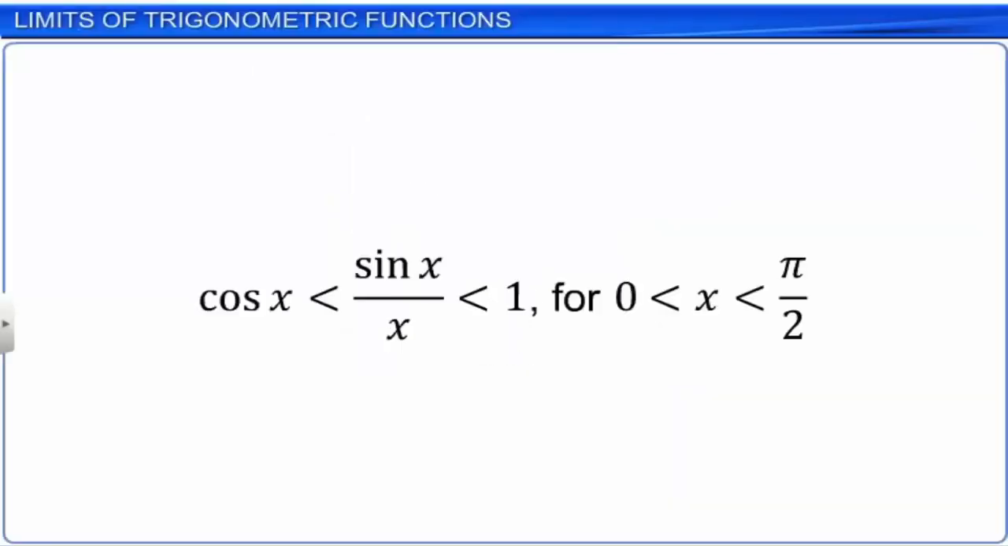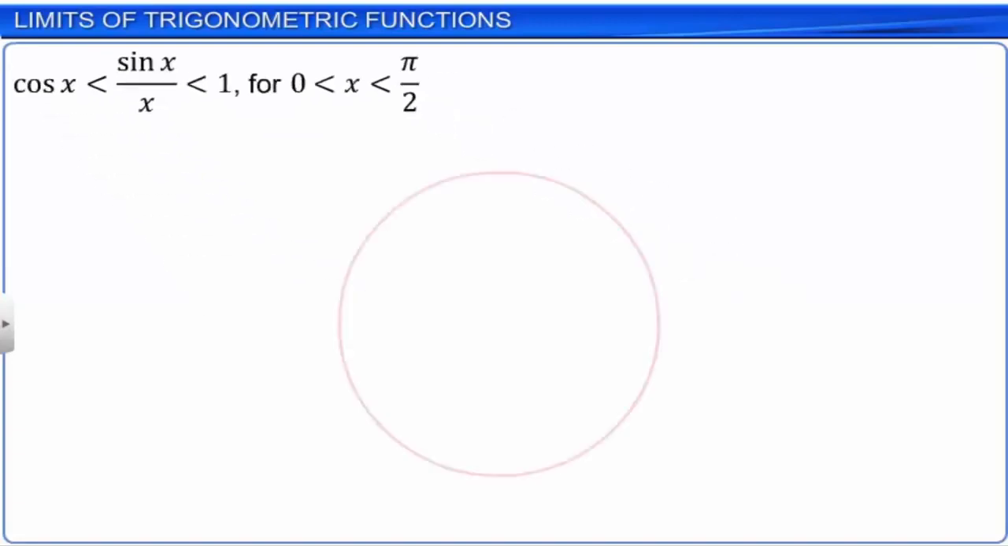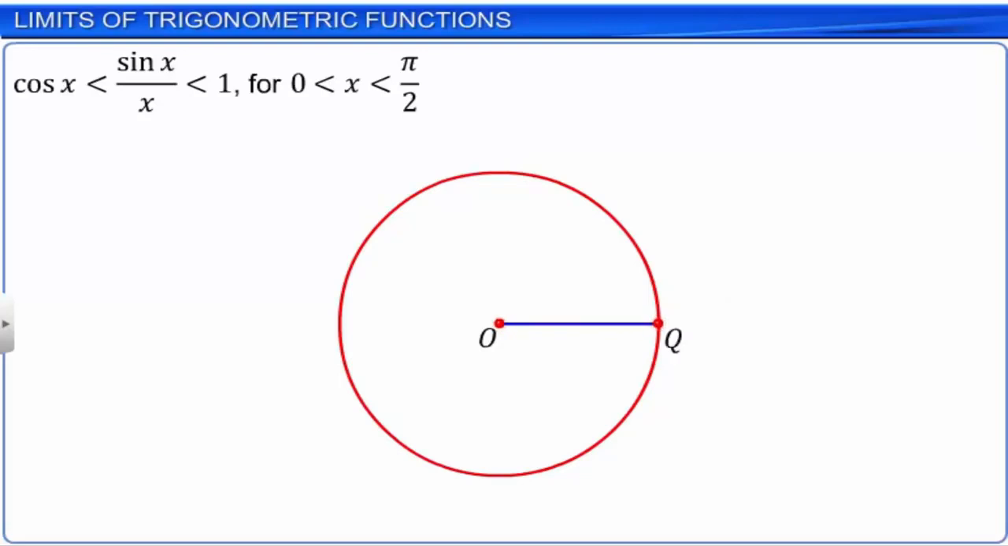Now, we will find an important geometrical proof that can be helpful in finding the limits of various trigonometric functions. In this geometric proof, the measure of x is in radians. We will take a unit circle. OQ is a line equal to the length of the radius. We draw another line, OS, making an angle x radians with line OQ. Here x should lie between 0 and pi divided by 2.